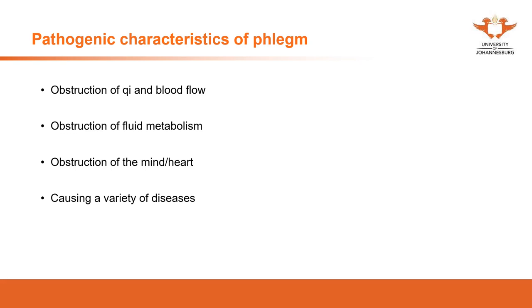Phlegm also will affect the fluid metabolism, or actually you can say the water metabolism directly. The phlegm is the result of the water metabolism. The phlegm again can affect the water metabolism, which means it's like a vicious circle. The impaired water metabolism will result in the phlegm, and then the phlegm will make the water metabolism worse.